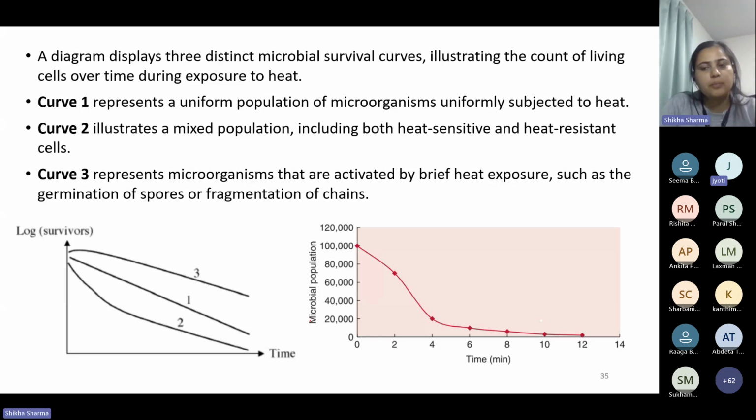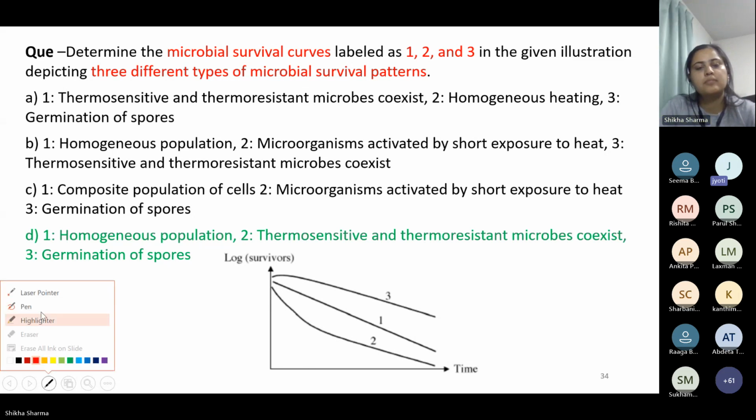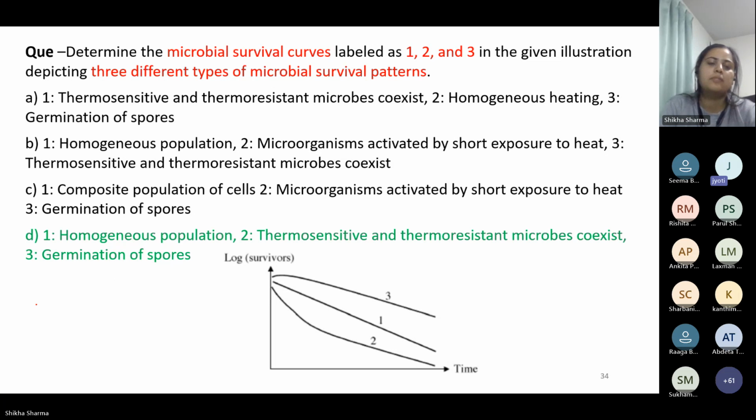Ma'am, here we are talking about the homogeneous population of the microorganism. It means they have the same microbial activity, enzymatic activity, temperature, and all the factors are the same for all microorganisms. So we can coexist.